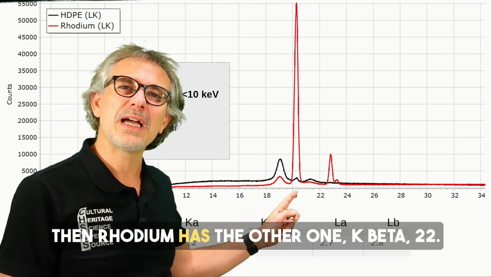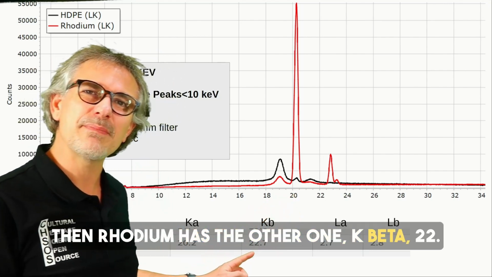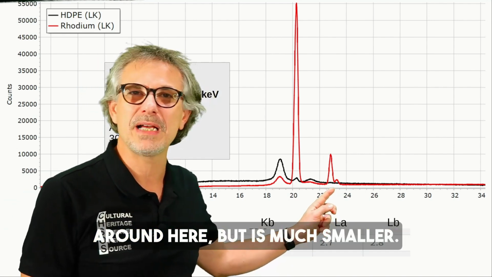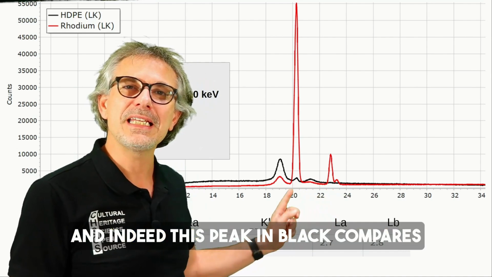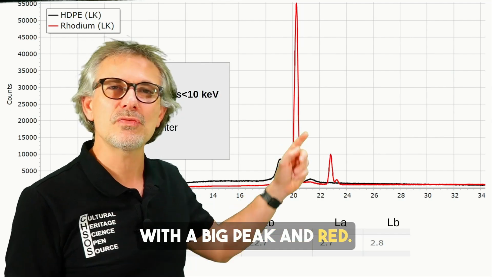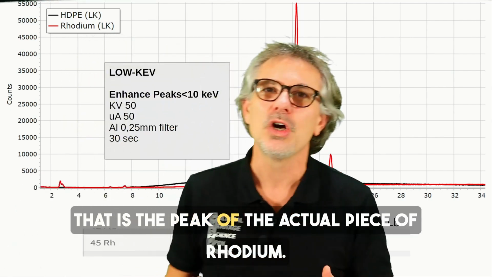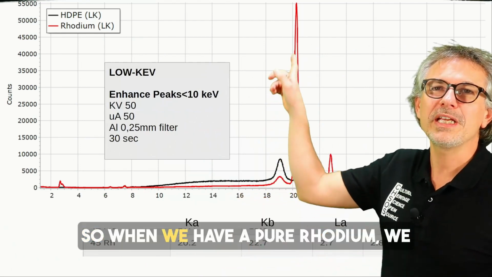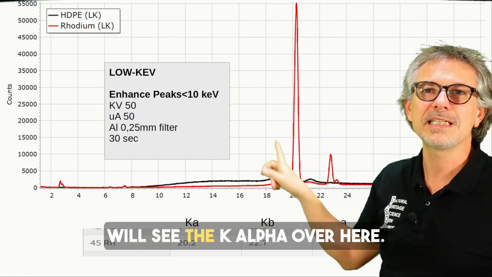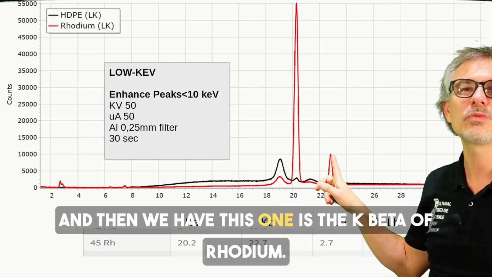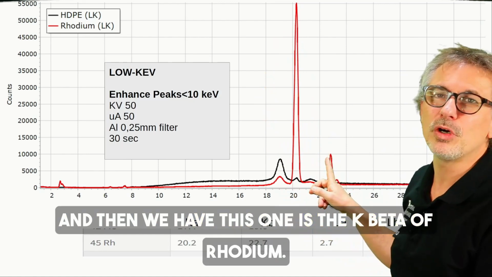Then rhodium has the other one, a K beta at 22, which will be smaller and will be around here, but is much smaller. And indeed, this peak in the black compared with a big peak in the red, that is the peak of the actual piece of rhodium. So when we have pure rhodium, we will see the K alpha over here, and then this one is the K beta of rhodium.